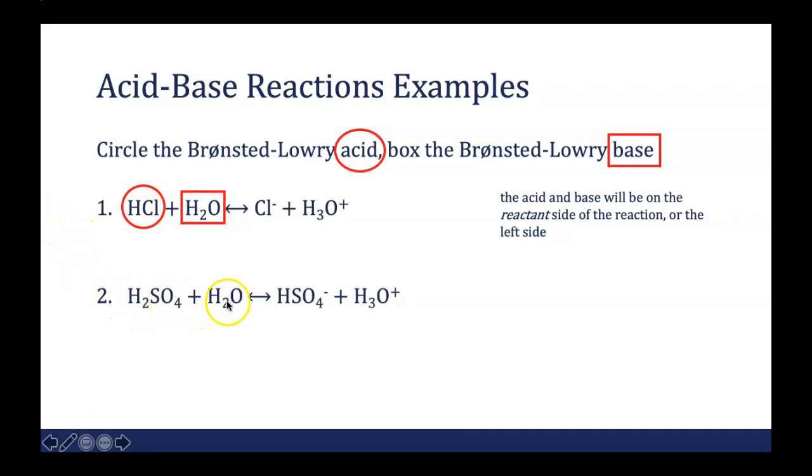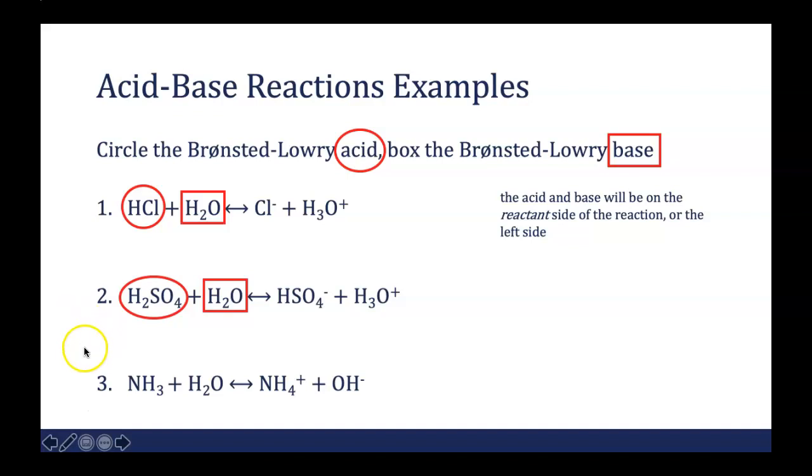All right, question 2. H2SO4 plus H2O goes to HSO4 minus and H3O plus. So how does the proton move between these two molecules? Well, here I have 2 hydrogens next to my SO4. Here I just have 1 hydrogen. So it looks like a proton was donated from this molecule and accepted over here. So this is going to be my acid. This will be my base.